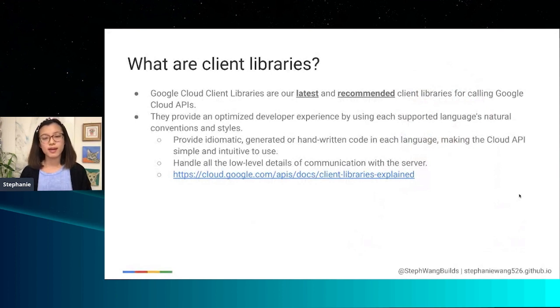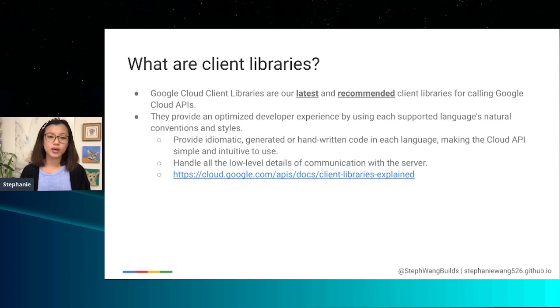Before we talk about Java dependency management in our GCP client libraries, you may wonder, what are these client libraries? Google Cloud Client Libraries are our latest and recommended client libraries for calling Google Cloud APIs. They provide an optimized developer experience by using the supported language's natural conventions and styles. For instance, in Java BigQuery, we offer the BigQuery client libraries that help developers call the BigQuery APIs more easily. And we provide idiomatic, generated, or handwritten code in every server language, including Java, Python, C#, C++, etc. It usually makes the Cloud API more easy and intuitive to use.